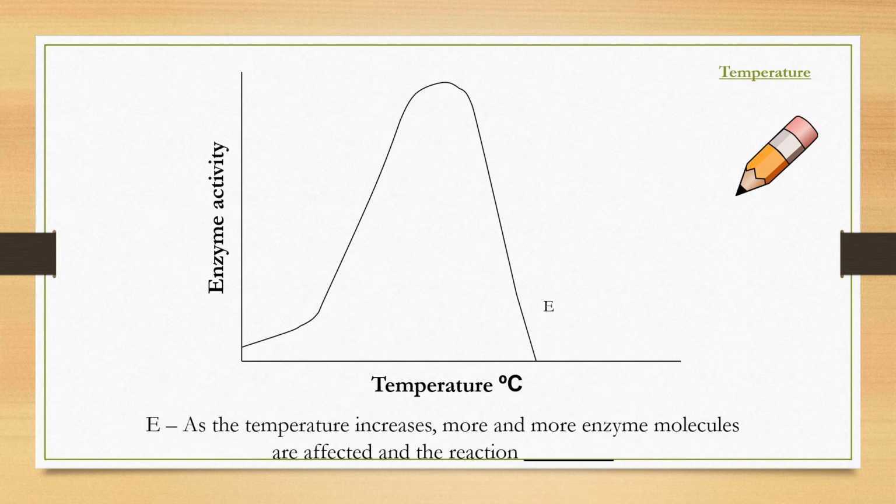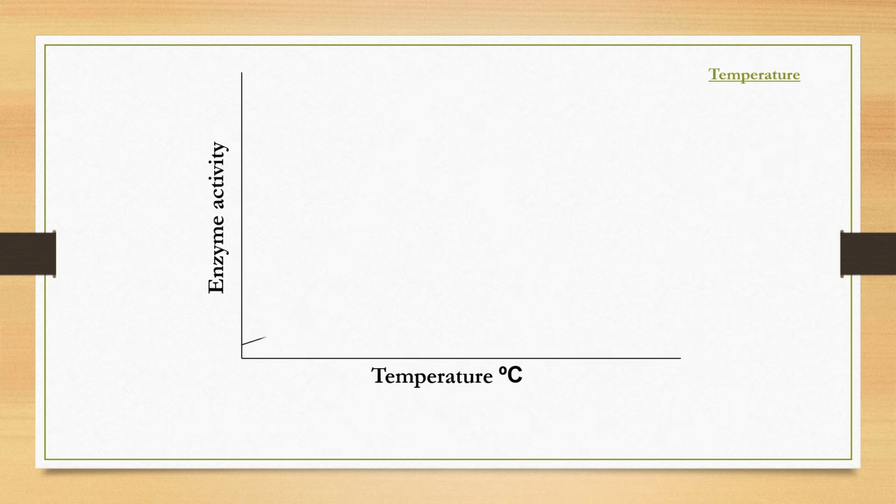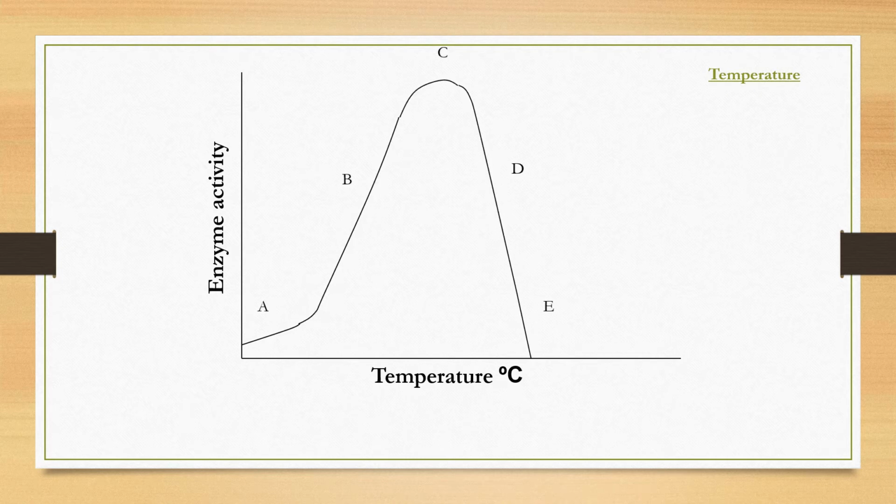So the last part, E, so as the temperature increases, more and more enzyme molecules are affected and become denatured, and the reaction stops. So you need to be able to say what's happening at A, B, C, D, and E. So you need to be able to describe this whole curve. So you might want to pause the video. You might want to write out what's happening at A, B, C, D, and E until you know it off by heart.